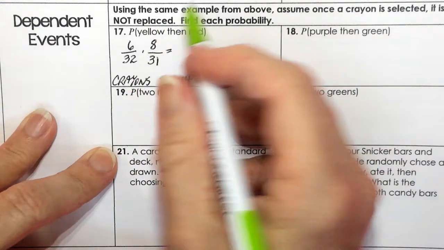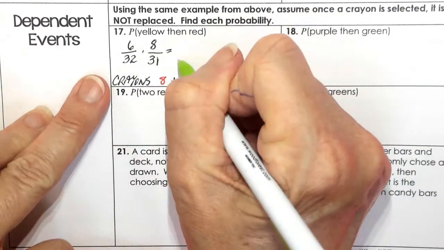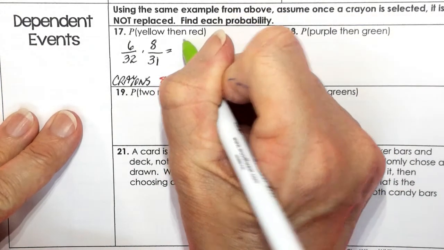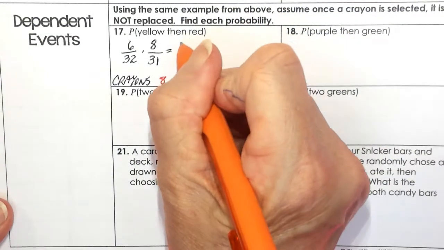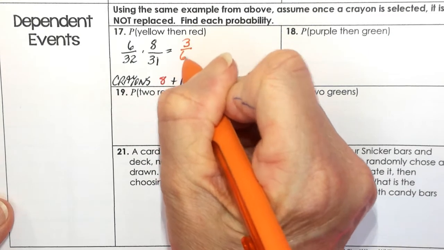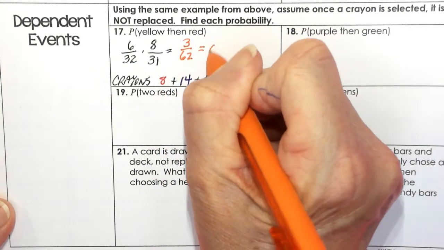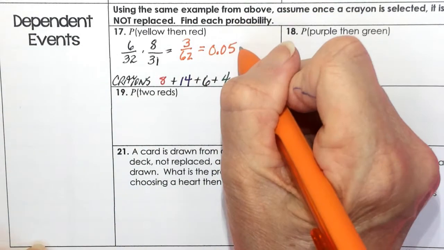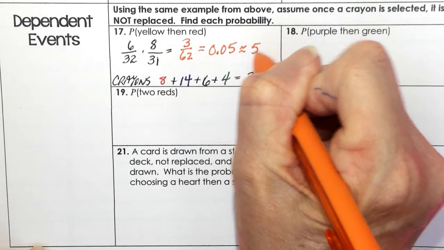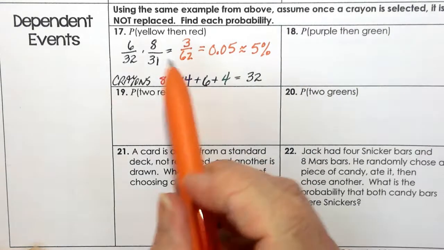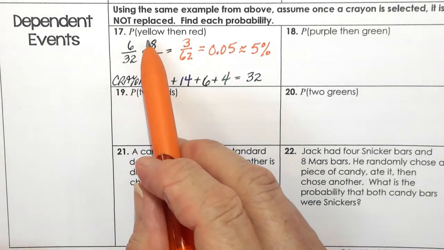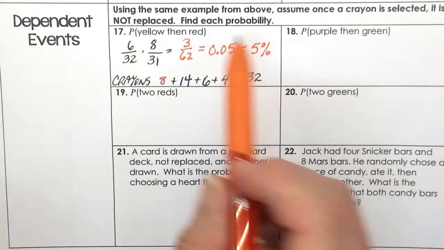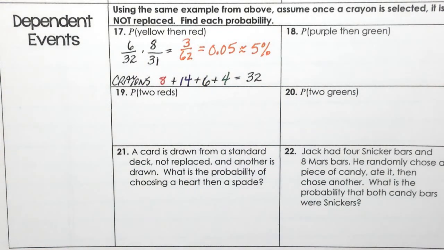And we multiply the numerators together and the denominators together, and we get 3 over 62, which becomes 0.05. You can pause and do this in the calculator. So I work through it. That's a 5% chance of drawing a yellow one, leaving it out, and then out of the remaining ones, drawing a red. Let's try the probability of purple then green.